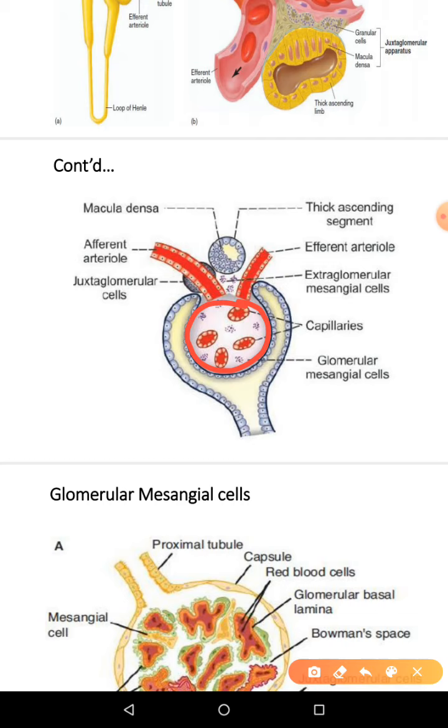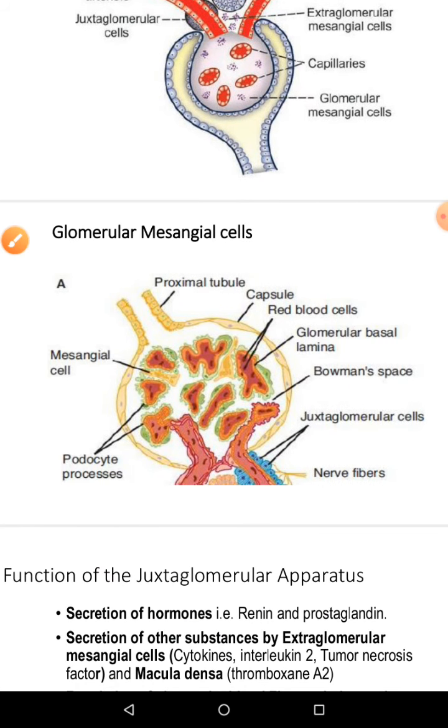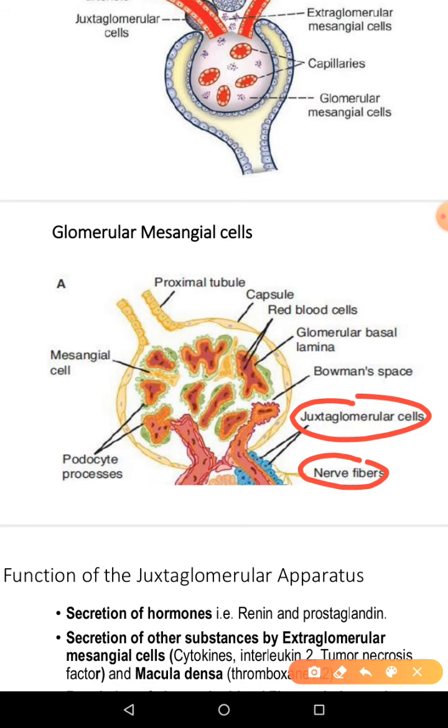So these are intraglomerular cells. Okay, another view, just to appreciate the JG cells: you can see the juxtaglomerular cells there, and you can see there are sympathetic nerve fibers. So they are under the influence of the sympathetic nerve fibers, and there we have the extramesangial cells, which lie between the afferent arterioles and efferent arterioles.